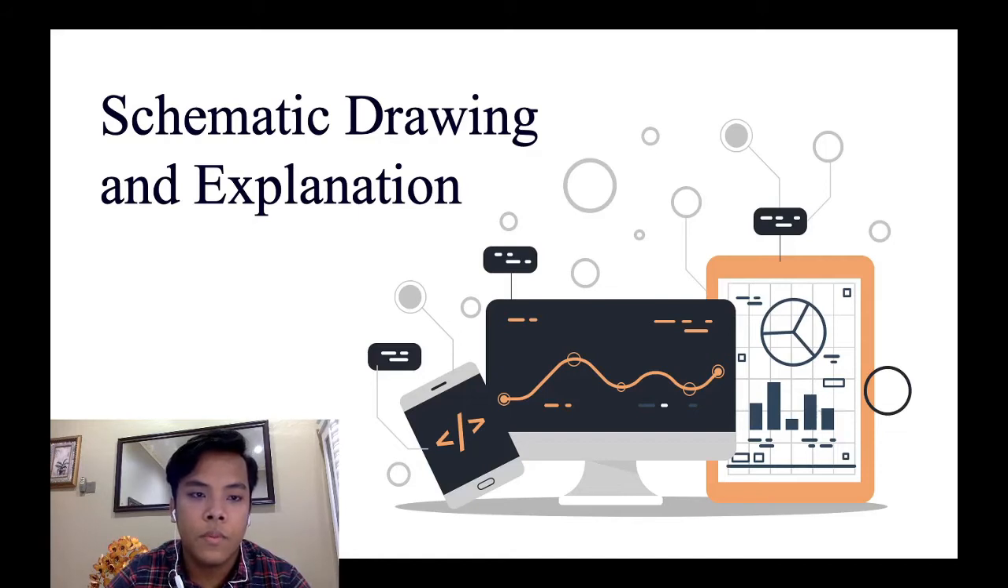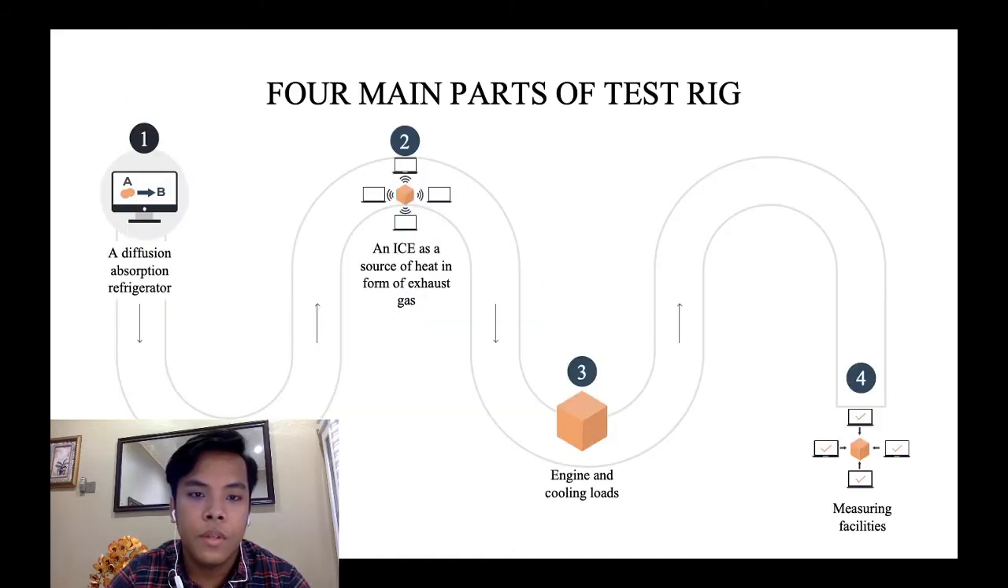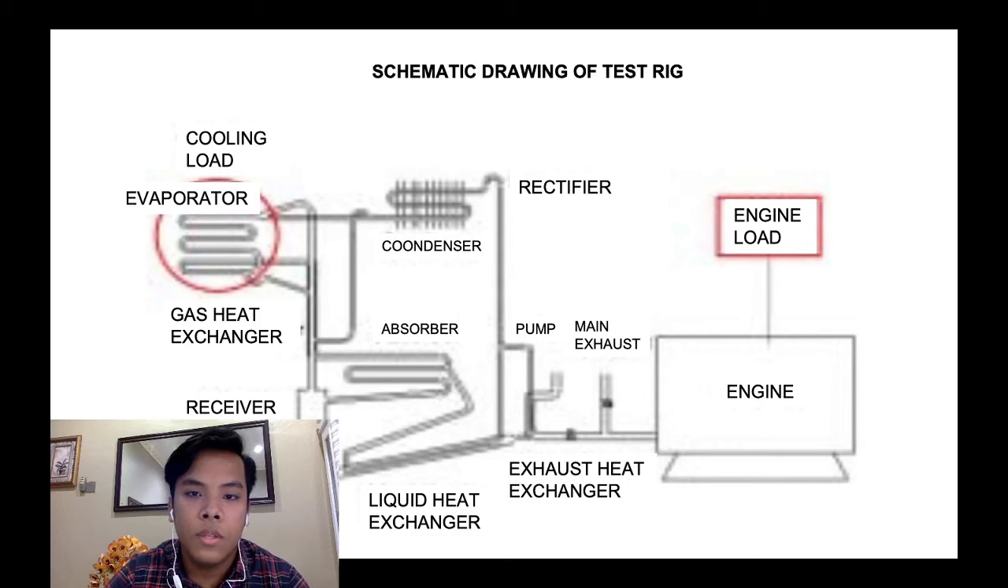I will explain the schematic drawing. The test rig begins with a diffusion absorption refrigerator and continues with an ICE as the source of heat in the form of exhaust gas, then the engine and cooling loads, and finally ends with measuring facilities. So this is the schematic drawing of the test rig.